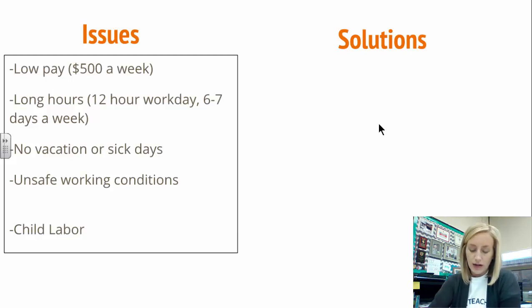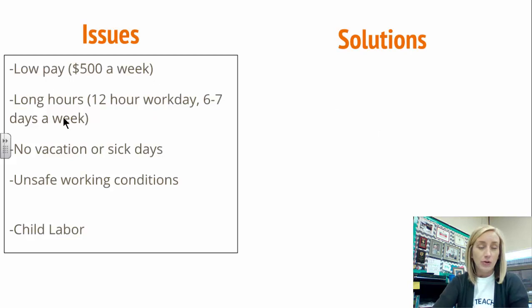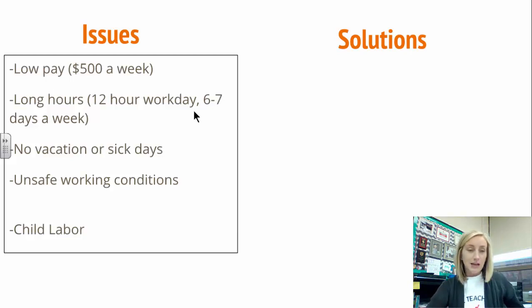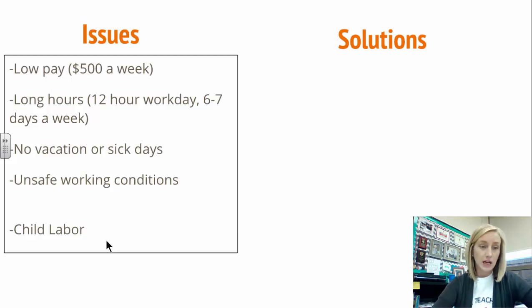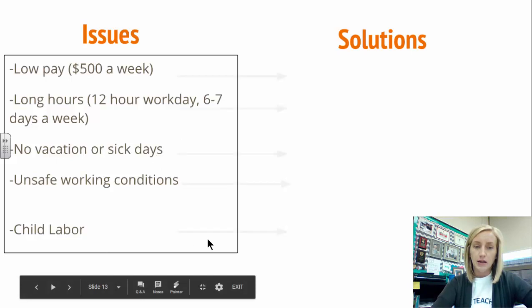So some issues, and you want to have down at least 3 here, is low pay. They have incredibly long hours, so a 12-hour workday, 6 to 7 days a week. There's no vacation or sick leave. Again, those unsafe working conditions, so we see a lot of injuries, a lot of health issues, and of course, any kind of child labor is bad.